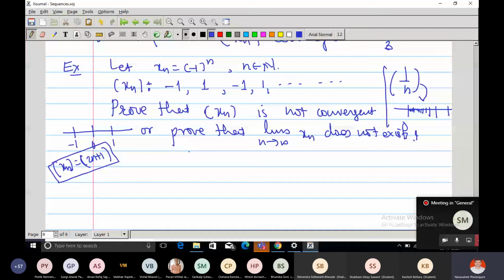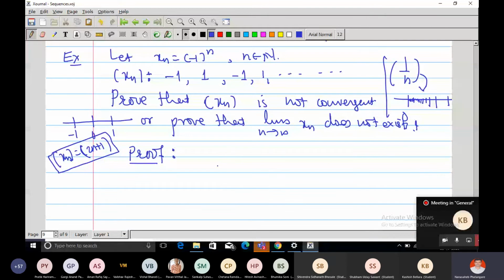And remember that divergent means the limit does not exist. Again, divergent sequences are of two types, that classification we'll see later. So we want to prove that the limit does not exist. Suppose the limit exists. Then we'll get some contradiction and then we agree that the limit does not exist. Is it clear logically what we are going to do? Yes, sir.